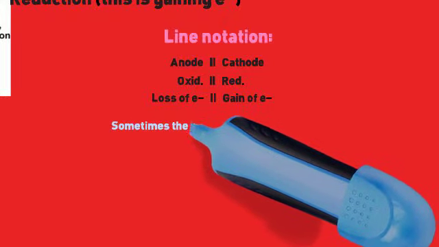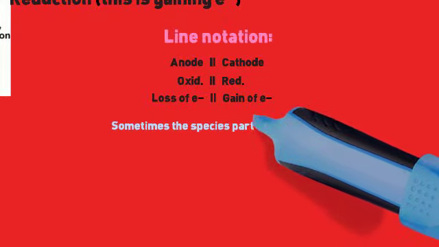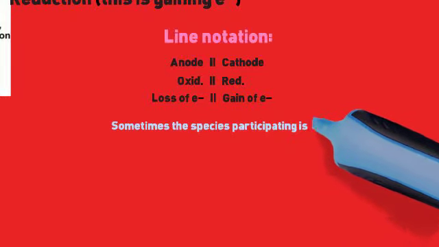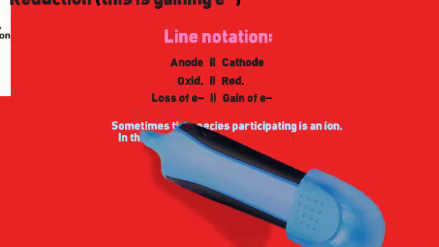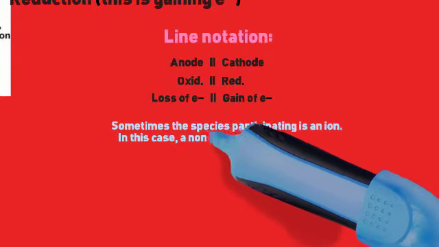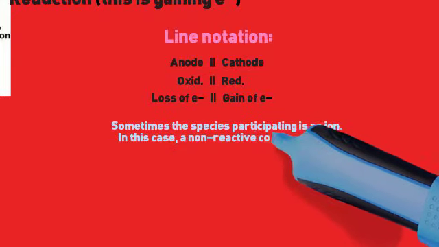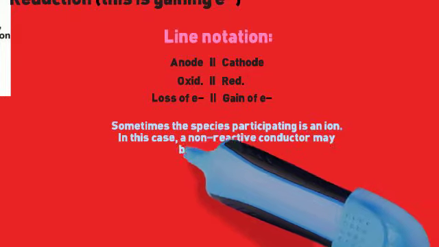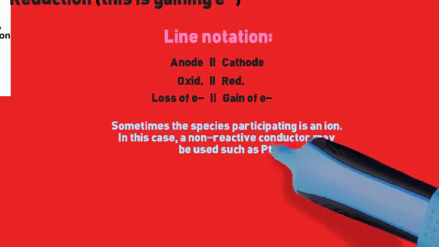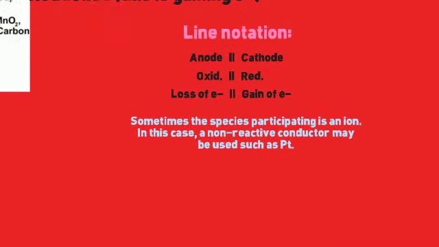Sometimes, however, we don't have a solid participating in the species. Sometimes it's an ion becoming a differently charged ion. And in this case, we use a non-reactive solid or conductor, such as platinum. So let's look at an example. Oh, we have a little Energizer bunny.